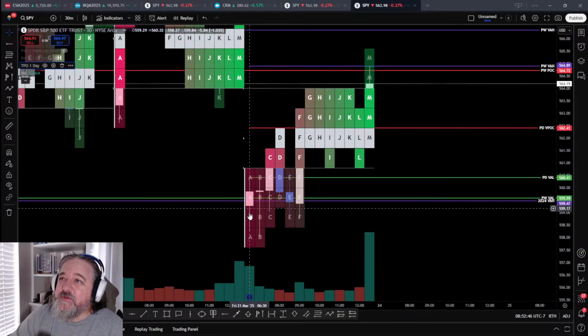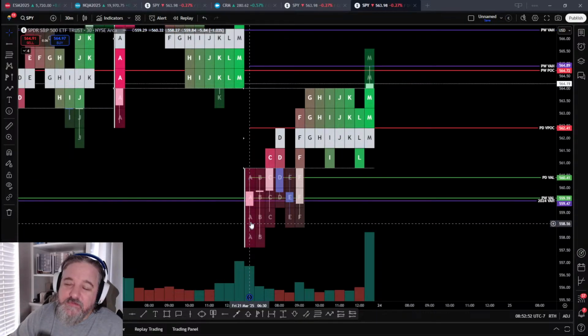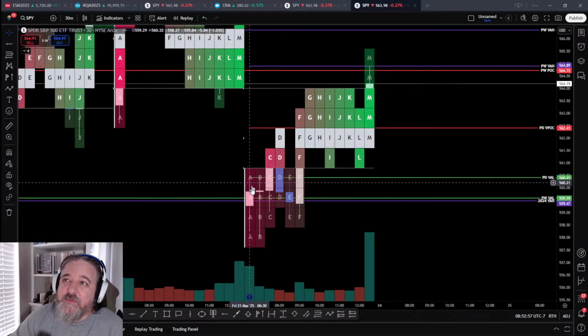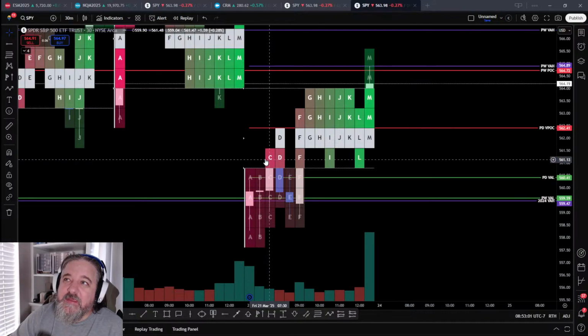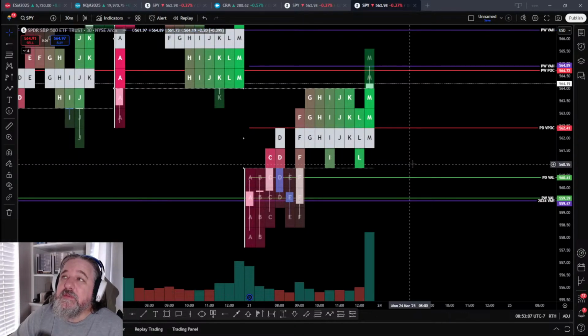Basically what this is, if you look at these candles, so we're on a 30-minute time frame, and each candle is 30 minutes, obviously. And then each candle is represented by a letter. So we have like the A period, the B period, which would be the second 30-minute candle, the C period, which would be the third 30-minute candle, D, E, F, so on and so forth.